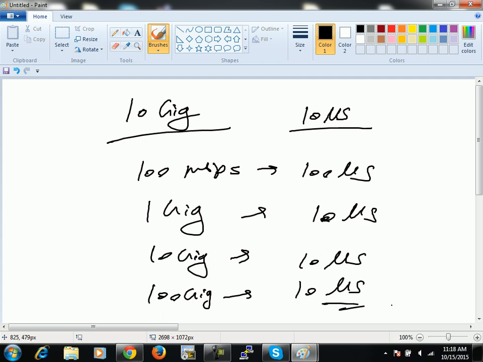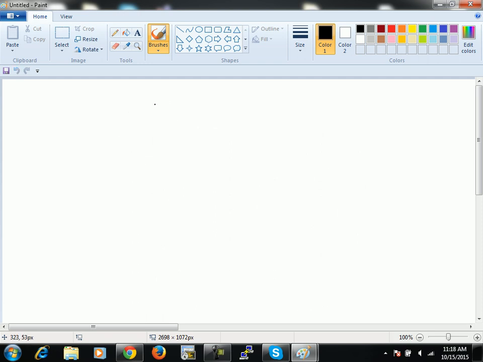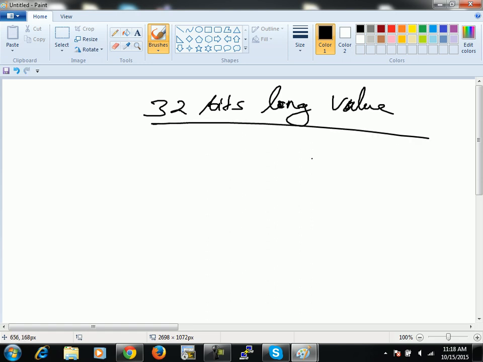Now this EIGRP metric calculation formula fails. And one more thing: in classic mode, your metric value can be a maximum of 32 bits long, which means something like 4.2 billion. The maximum metric can be a 32-bit value with this older formula, or in classic mode, right?